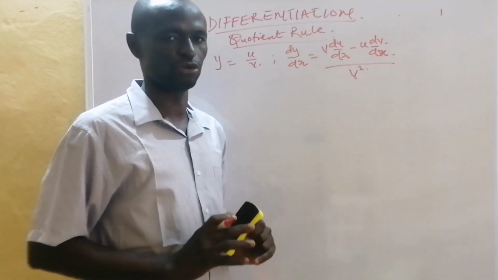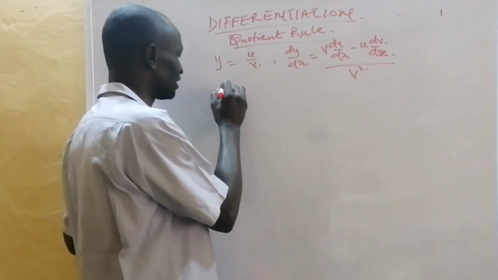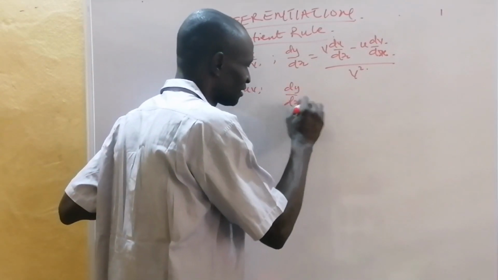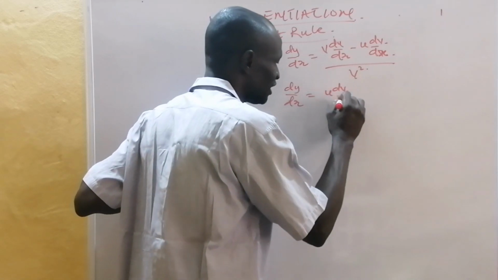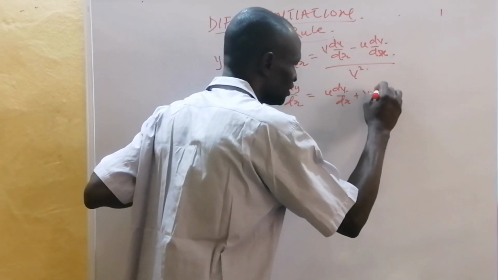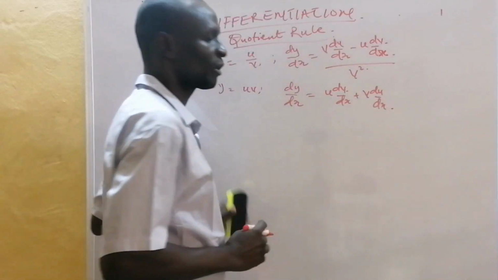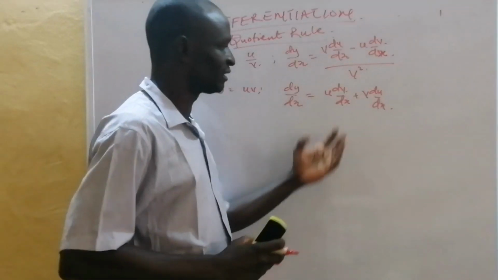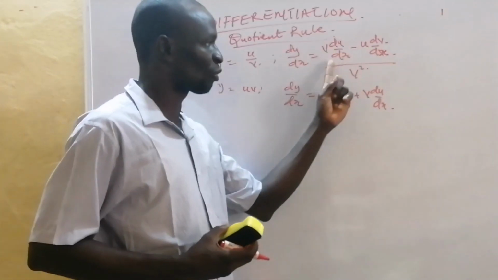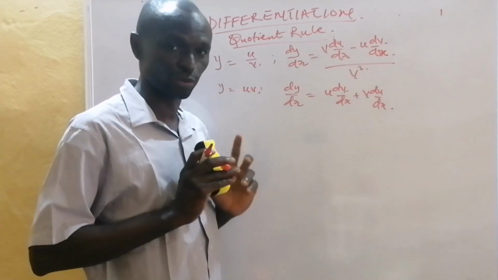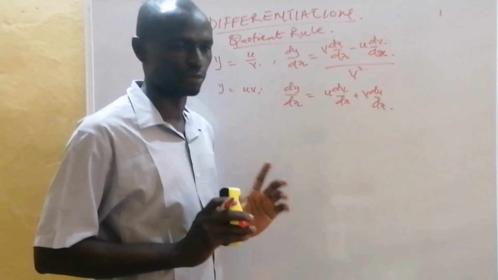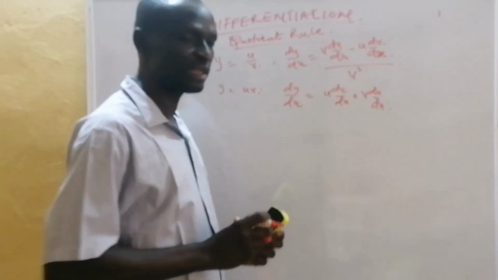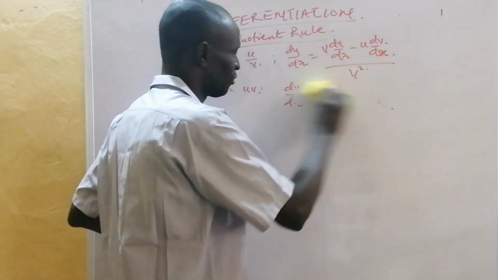Now this is unlike the product rule. Remember that the product rule says that if y is equal to uv, dy/dx is equal to u dv/dx plus v du/dx. Because in the product rule what you have is an addition, you can interchange things. But in the quotient rule, what you have is a subtraction, so you have to be very careful. You cannot interchange things, or you will always get it wrong. So let's see how to derive the quotient rule.